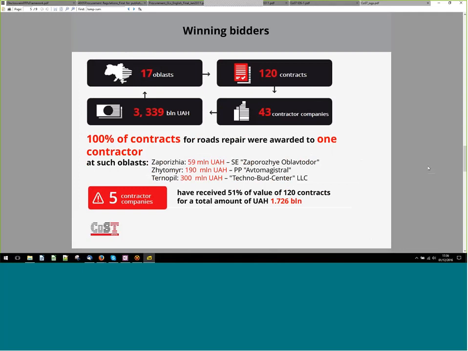Can we move? Yeah. So generally, we have analyzed, like I said, 120 contracts in 17 oblasts. And we have found out that we have 43 contractor companies. But despite the fact that there are 43 contracting companies, there are top 5 contractor companies who received 51% of contracts in value. And also, despite the fact that some oblasts have a kind of competition where you have 5, 6, sometimes 7 bidders per contract, 100% of contracts goes to 1 contractor, 1 winner. You can see three regions here that had very good competition, but only 1 contractor is winning because of some reasons which we cannot explain.